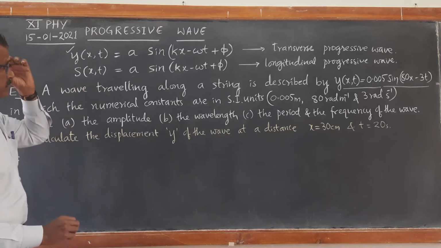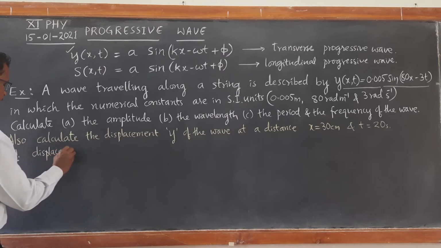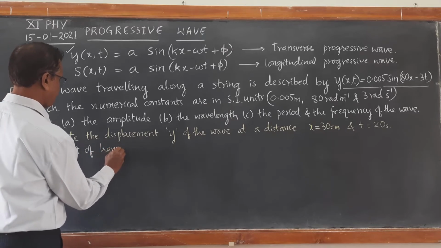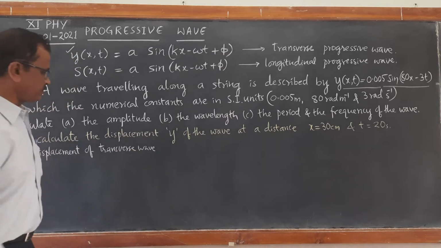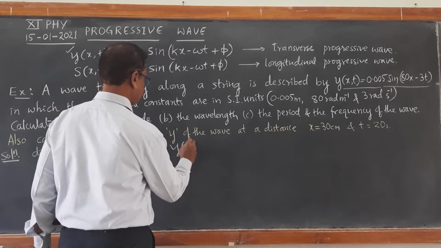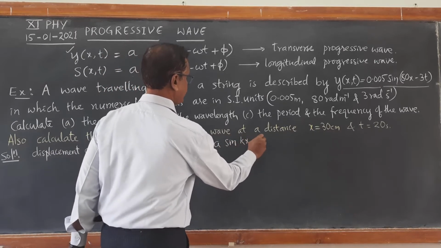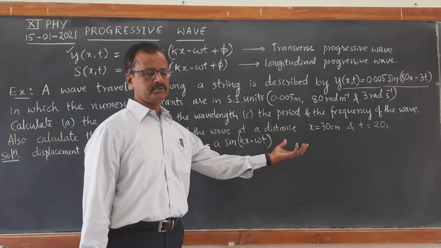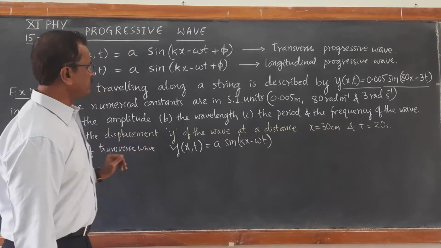Comparing this given equation with the standard equation which we have written. Standard equation for displacement of a transverse wave. Wave on a stretched string is a transverse wave. y(x,t) equal to A sin(kx minus omega t), plus phi you are supposed to write. So you can take phi equal to 0. The initial phase is 0. So this is the standard equation of a traveling wave.